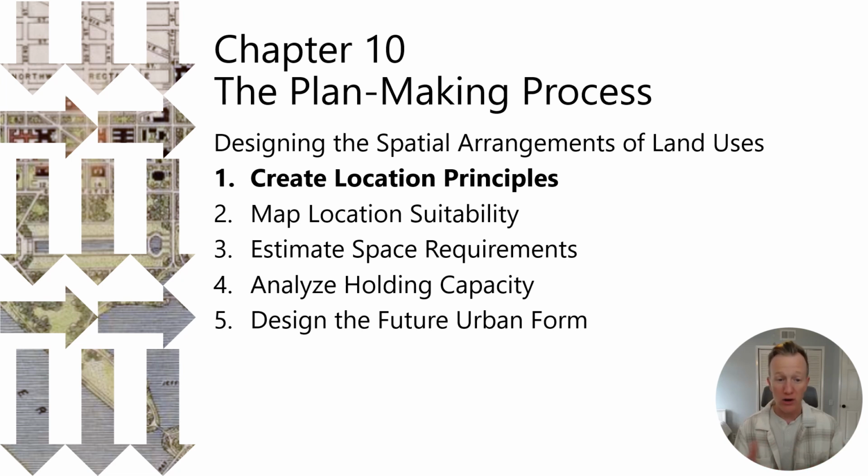You might say all agriculture areas will be preserved, or employment areas will be placed within a quarter-mile radius of light rail. These all take a land use and then tell you some sort of principle based on location. Another one might be neighborhoods should have access to local serving retail within a 15-minute walk. It's kind of a standard. It could also be a principle. So that's creating the location principles.